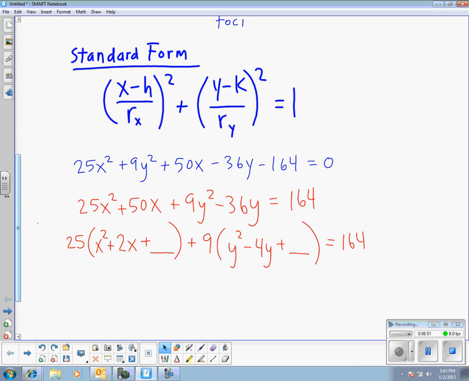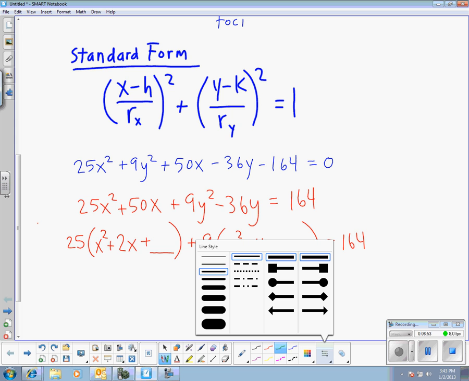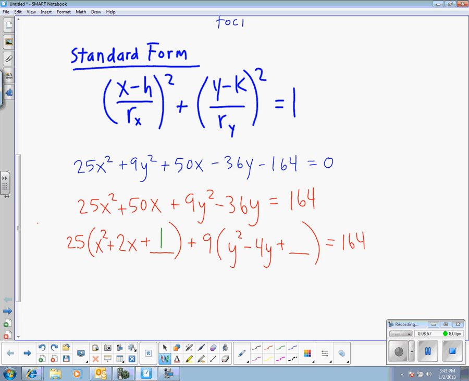Okay, so to complete the square, you take half of the middle term and square it. So half of 2 is 1. 1 squared is 1. Now, I did not increase the left side of my equation by 1. I increased the left side of my equation by 25 times 1, right? Because that 25 applies to everything in the parentheses.